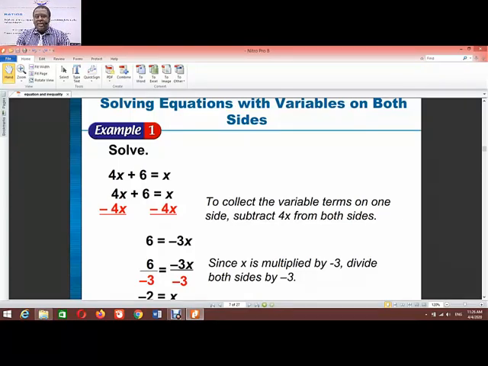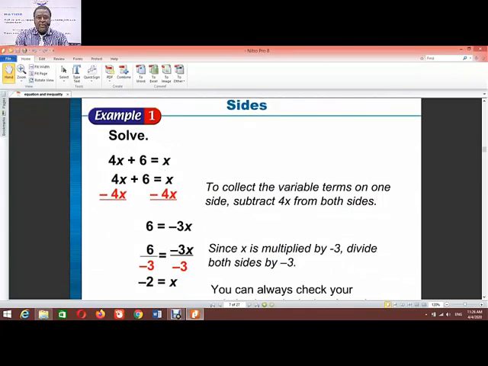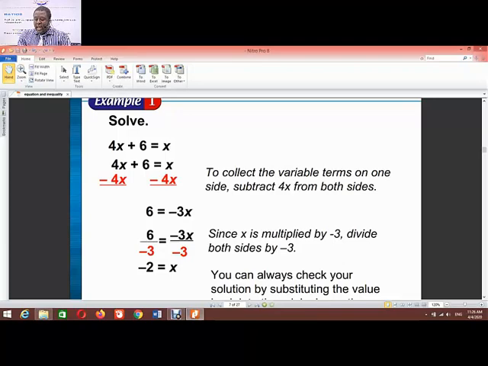Because of the x, what do we do first? We collect the variable terms on one side, and we subtract 4x from both sides. When we subtract 4x from both sides, or add negative 4x, we have 6 equal to minus 3x. Then from there we divide by minus 3 and x becomes minus 2.